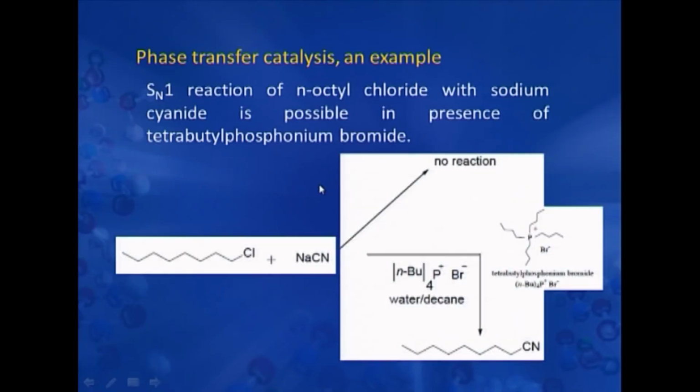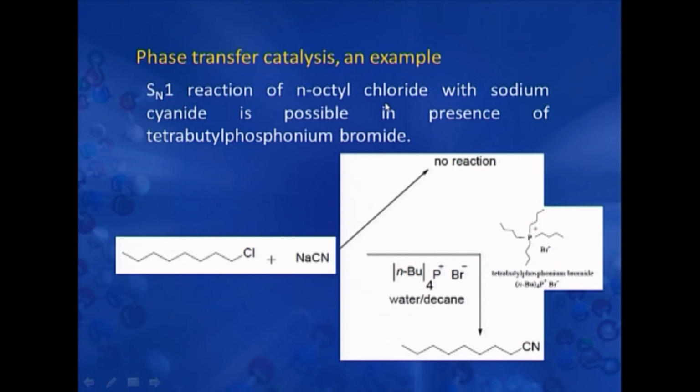Thus, we see that phase transfer catalyst is able to carry the sulphide ion into organic phase to a great extent, which otherwise in its absence was not possible. These sulphide ions are able to take part in the reaction. Thus, addition of phase transfer catalyst increases the yield of reaction greatly. We will now discuss another example where nucleophilic substitution reaction of normal octyl chloride with sodium cyanide is taking place.